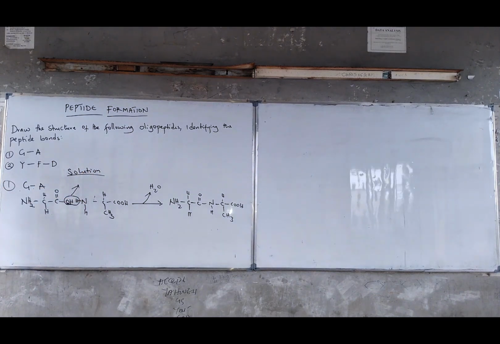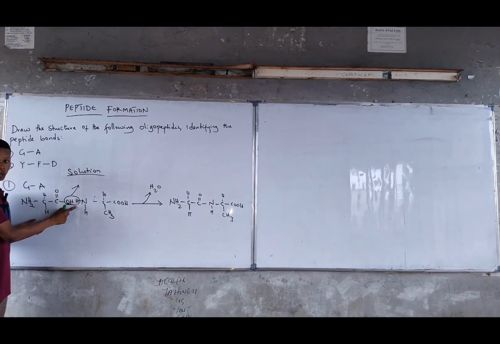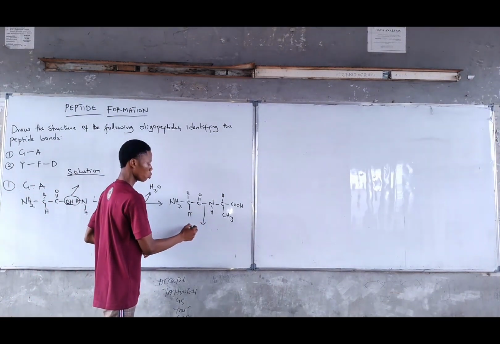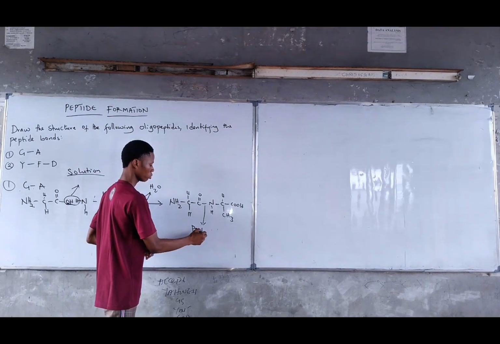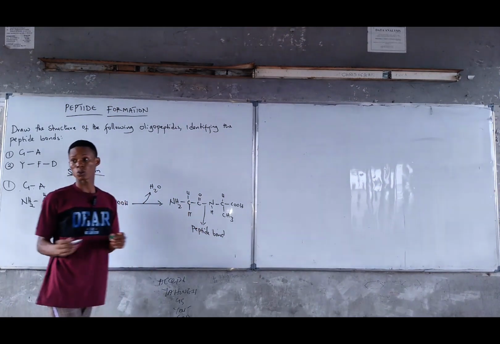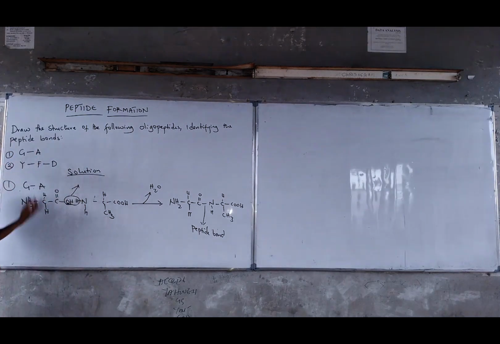Now the next thing is identify the what? Peptide bond. The peptide bond is the bond between these two amino acids, right? Where are they joined? Here, right? Water went out and they joined at this point. So this is the peptide bond formed. So peptide bond. This is all they want you to do. And you're done with number 1.